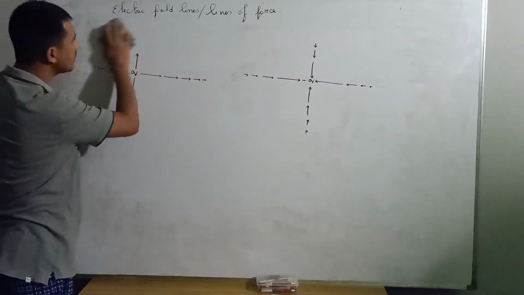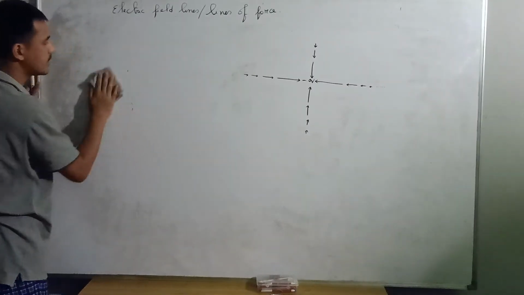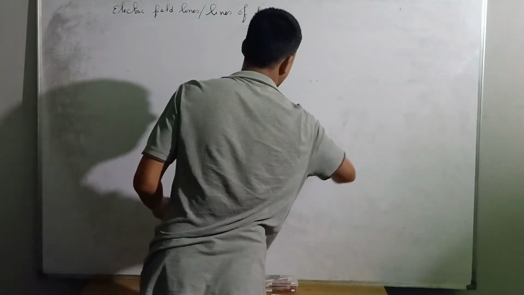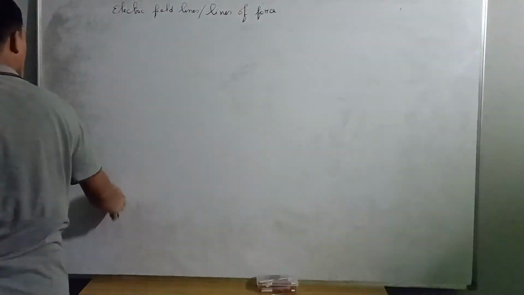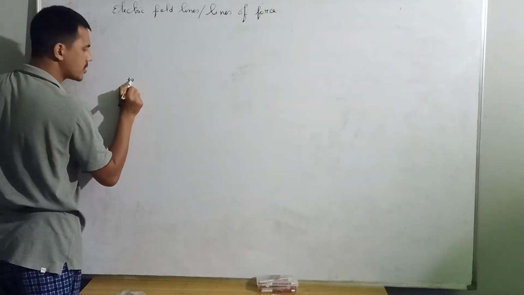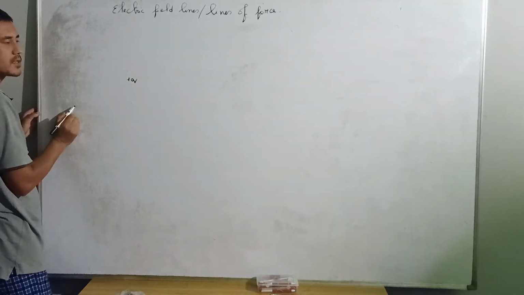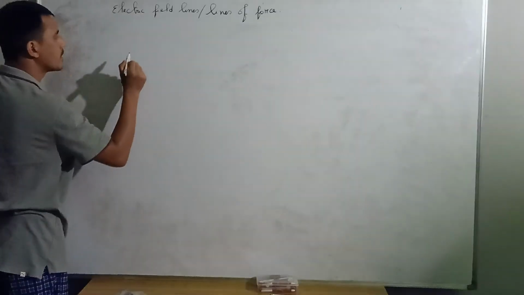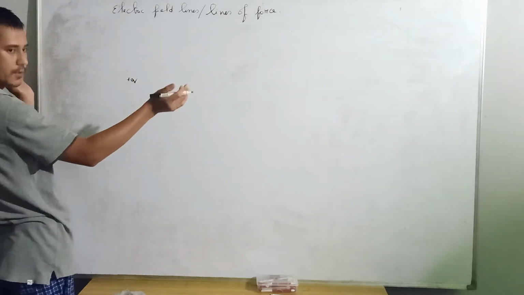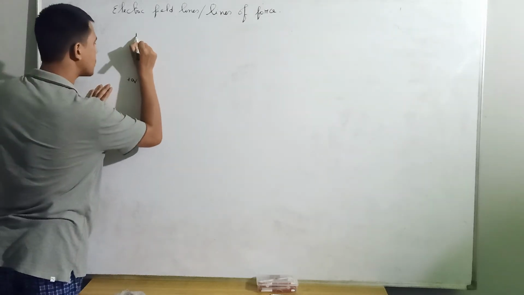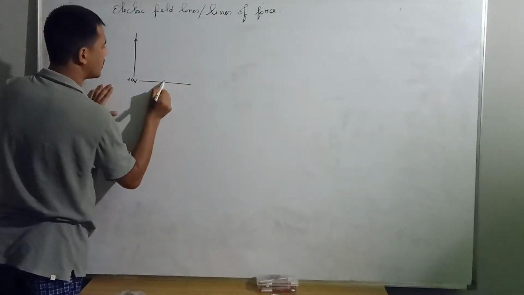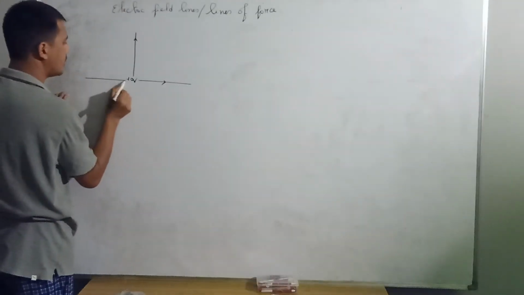So finally, he replaced these dotted arrows in this form. This is how Faraday concluded. Suppose this is your source charge, a positive source charge plus Q. Then we know that the electric field acts radially outwards for a positive charge. So this is how he represented it now. See, this is how he represented it.